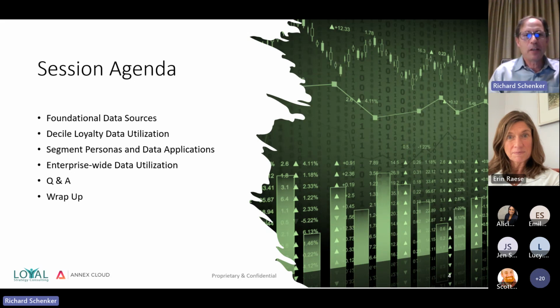In terms of the session agenda, we're going to just start off by reviewing some of the foundational data sources from a loyalty perspective. We're going to drill down on a case study around decile loyalty data utilization to really give you a rich understanding of how you should be using deciles, regardless of the business sector that you're in. We'll spend some time talking about segment personas and how you leverage data to make better informed business decisions.